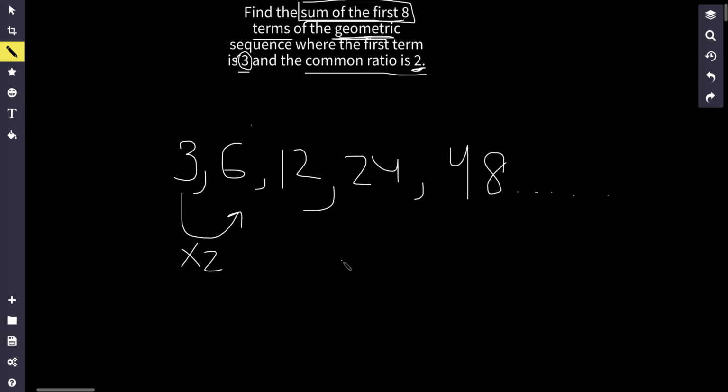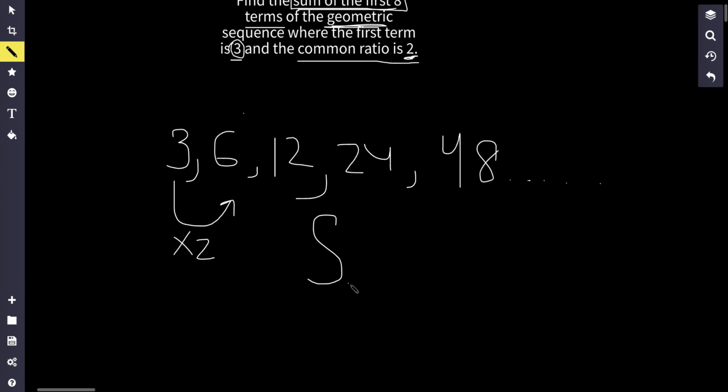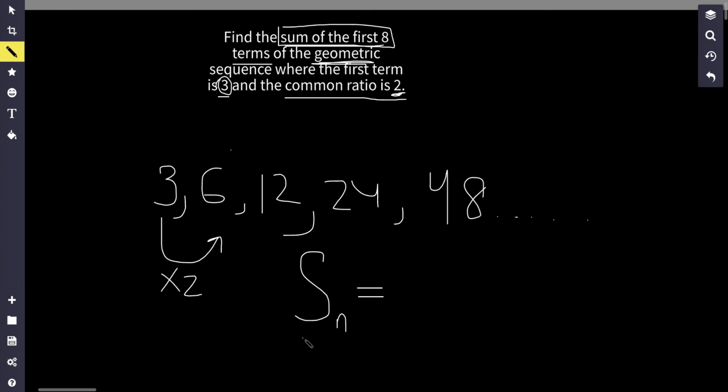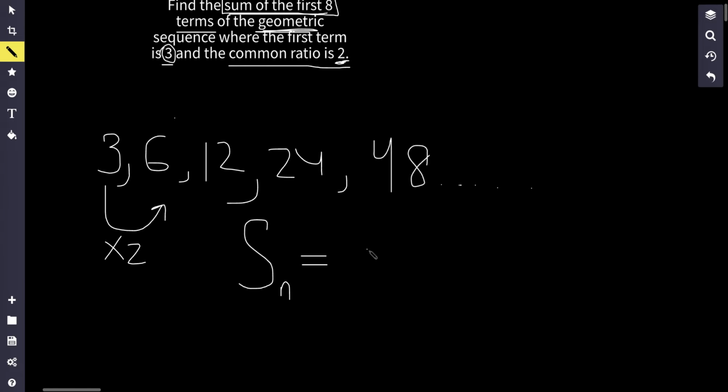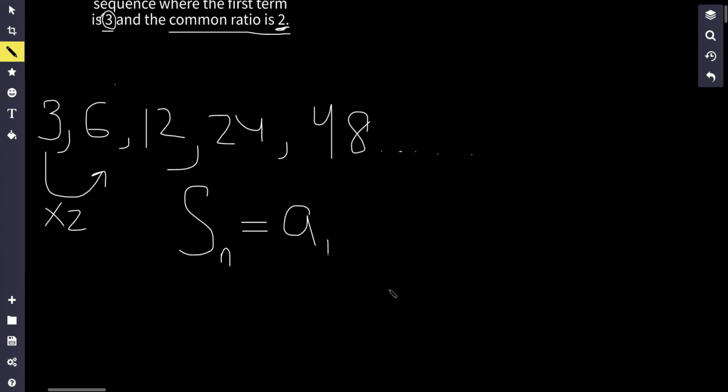So if you want to find the sum up to the nth term, let's say I want to find the sum of the first 8 terms of a sequence, this is going to be equal to the first term times, it's going to be quite a handful, so prepare yourself, 1 minus r to the nth power over 1 minus r.